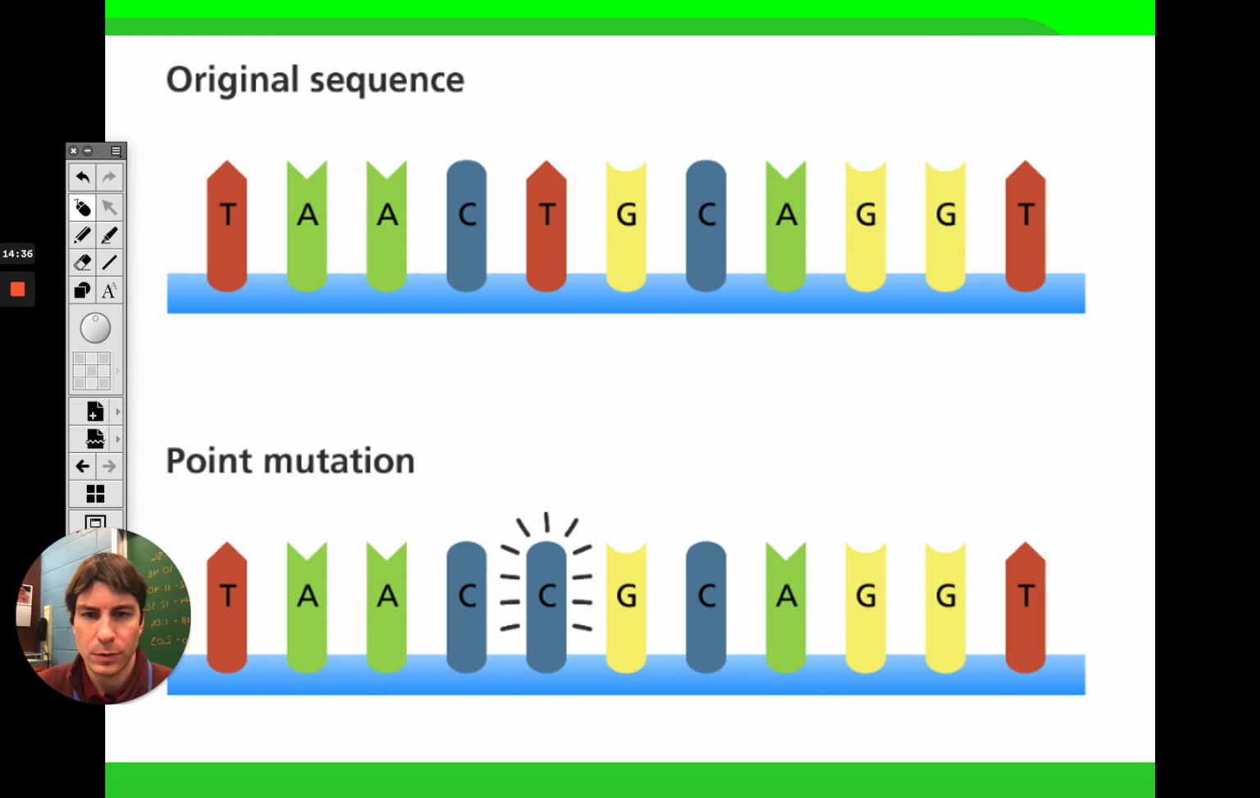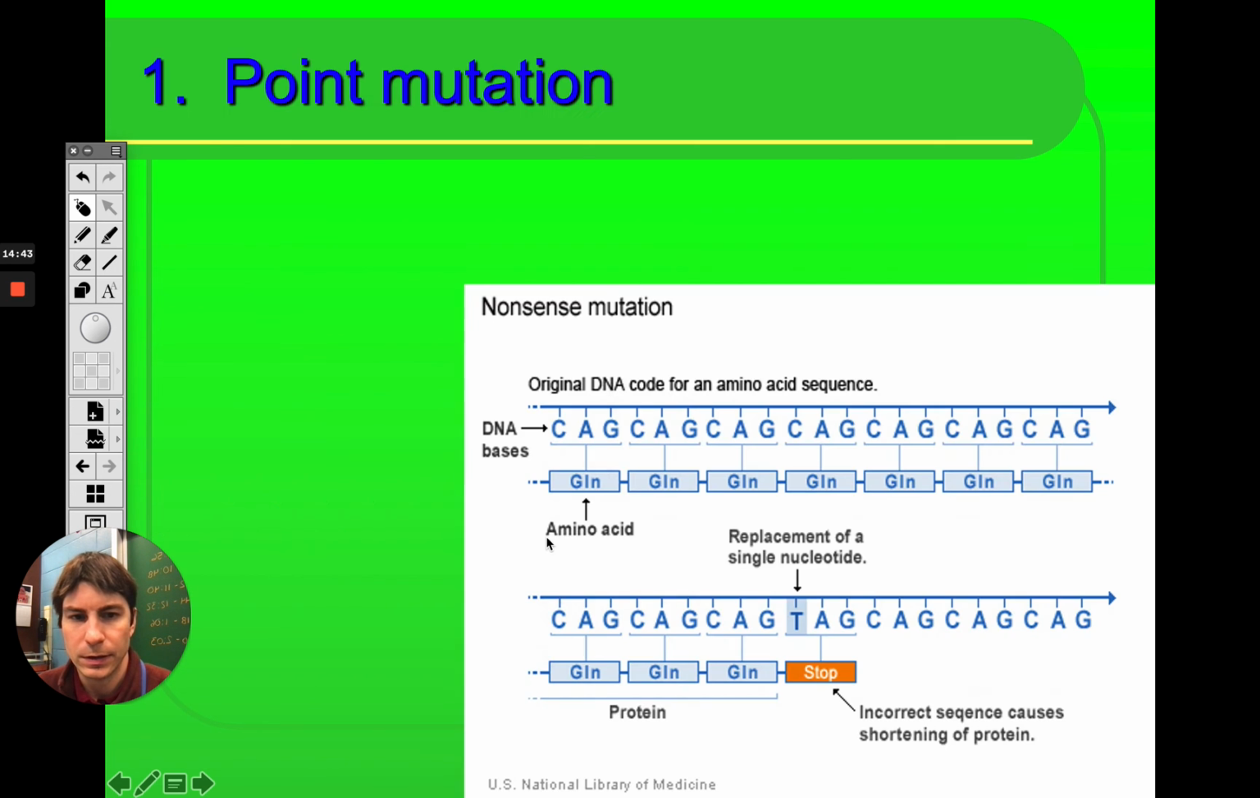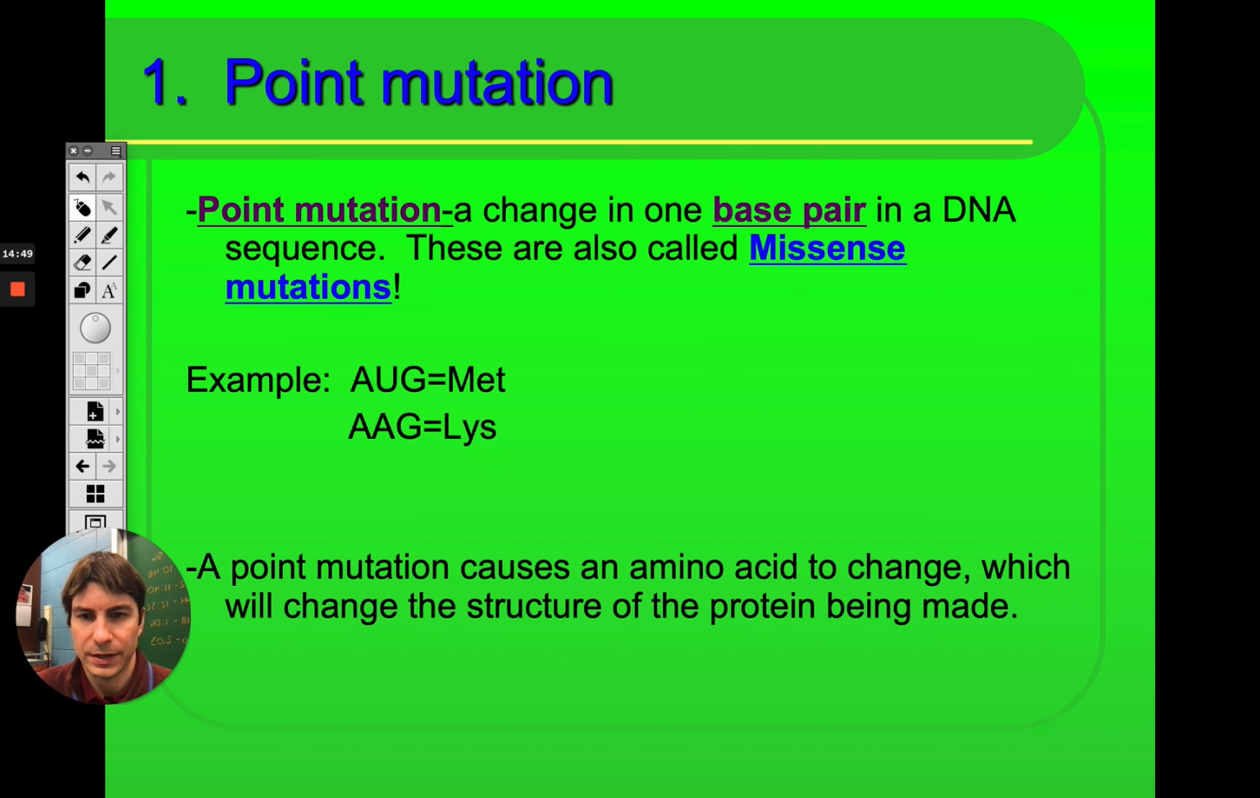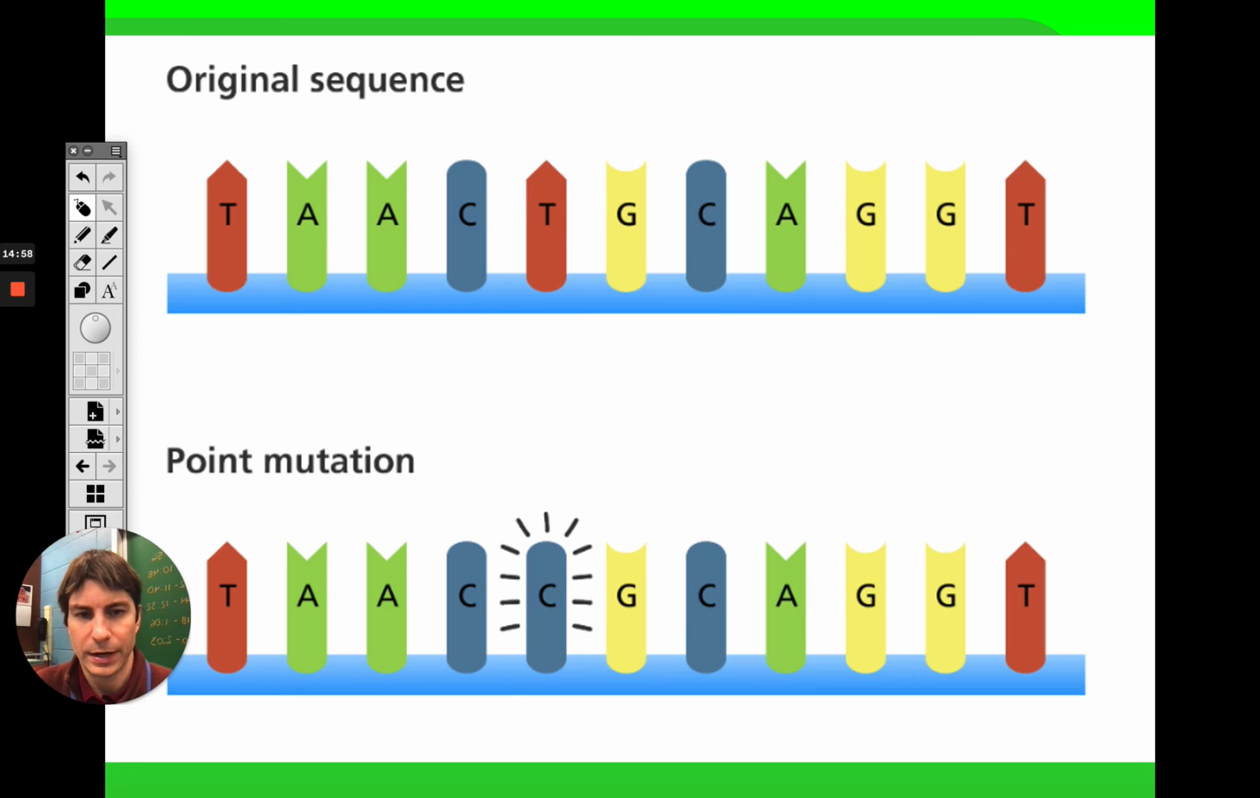All right, so if you guys see here, here's just a picture of one. We took the T and it mutated to a C. Okay. All right, so the first one was called a missense. That was our missense mutation. We changed the amino acid that we were getting.